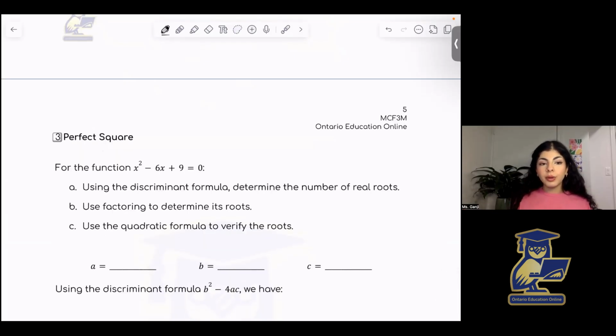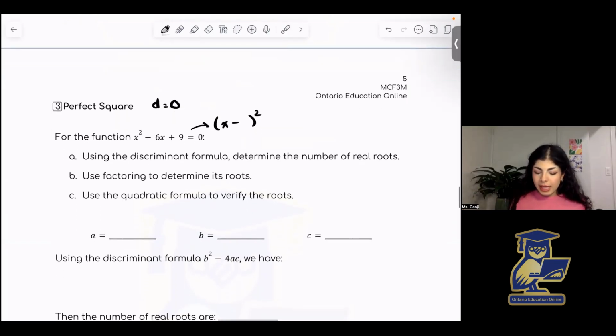And so here, before we even start, my question for you would be, what do you expect the discriminant to be? So the discriminant for a perfect square should be that D equals 0, because we expect this to be of the form x plus or minus something, squared. So let's test that out.